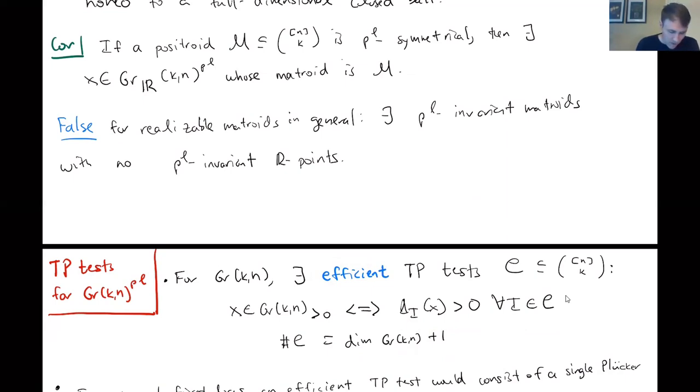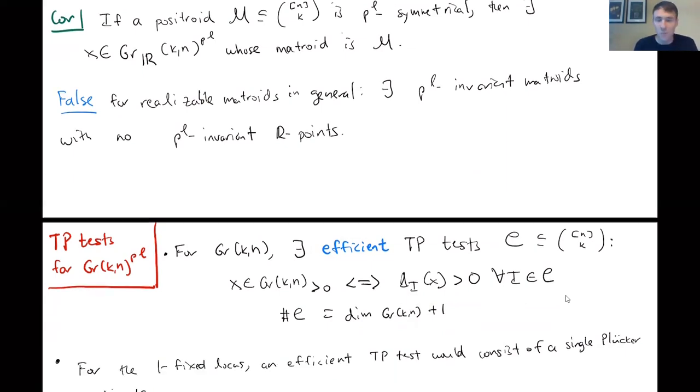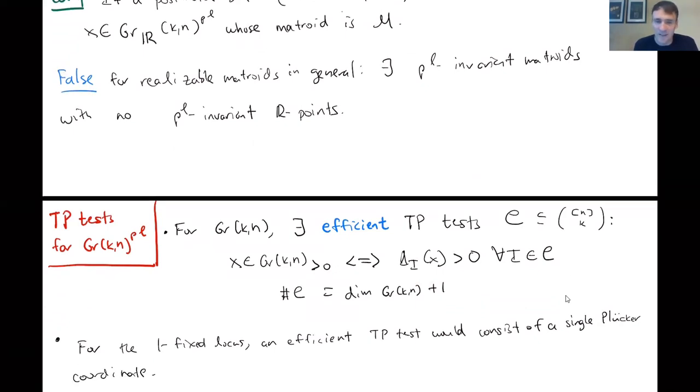Okay, so what about for the 1 fixed locus? I told you there's only 1 totally non-negative point. And an efficient test, it's a 0-dimensional ambient space, so supposedly it would consist of 1 Plücker coordinate. And 1 Plücker coordinate basically has no meaning. It definitely will not be true that out of the n choose k points, I tell you 1 Plücker coordinate, and you can say, oh, it's the totally positive point. So it's not very clear what the right generalization of this statement is to the 1 fixed locus. Does the 1 fixed locus have efficient TP tests?